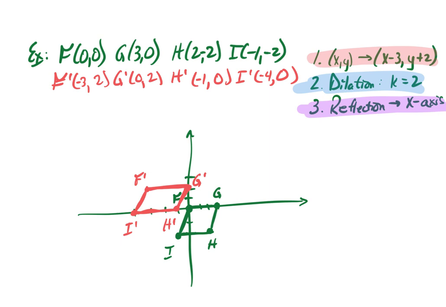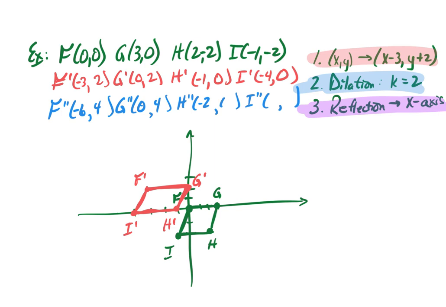Right? Next, we're going to do a dilation using a scale factor of 2. So F double prime, G double prime, H double prime, and I double prime. With a dilation of 2, we multiply all of the x's and all of the y's by 2. So we just go all the way across the reds and multiply by 2. So negative 3 times 2, 2 times 2, 0 times 2, 2 times 2, negative 1 times 2, 0 times 2, negative 4 times 2, and 0 times 2.